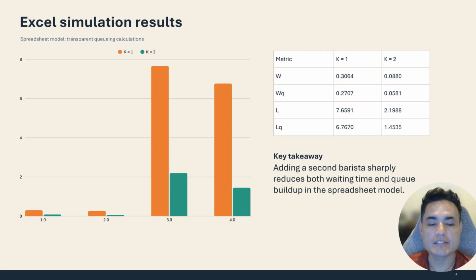The average time in the system decreased to 0.0880 units per minute. The average waiting time in the queue decreased to 0.0581 units per minute. The average number of customers waiting in queue also dropped from 6.7670 to 1.4535. This shows that adding a second barista reduced congestion and helped customers move through the system more efficiently.